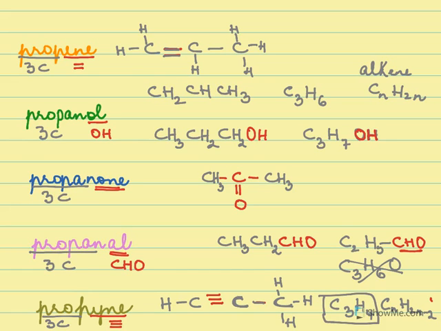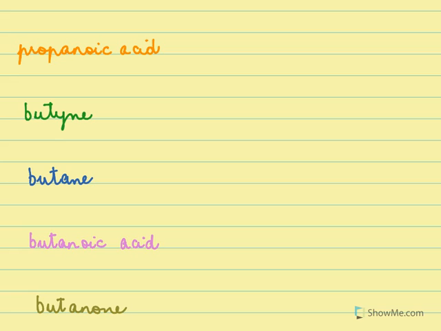Now for propanoic acid. "OIC" means it's an acid, so the functional group is COOH. So let me write here COOH. And propanoic, so 3 carbons. 1 carbon is already there. I need to put 2 more carbons. So it will be CH3, the terminal carbon, CH2. So this is propanoic acid.